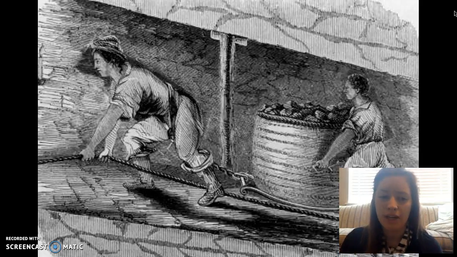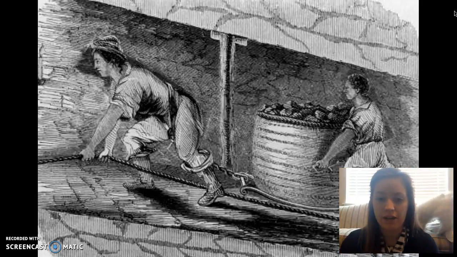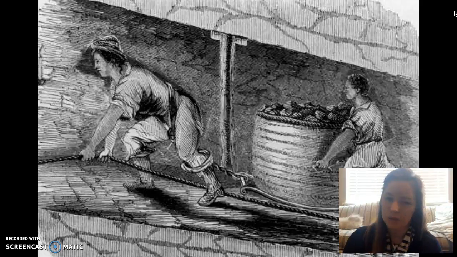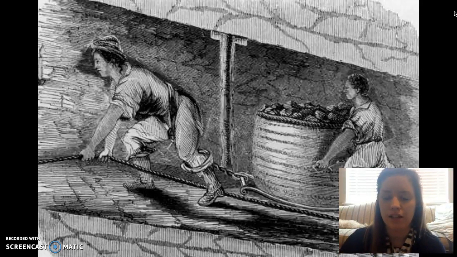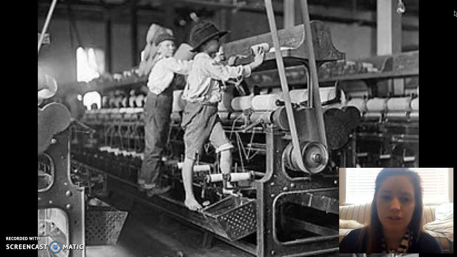The reason why children were able to find work in mines is because a lot of the crawl spaces and shafts within a mine were too small for adults to fit in, and so they would have children crawl in there, which was not very safe, and it resulted in a lot of deaths and injury for the children. And they were getting paid half as much as their adult co-workers.